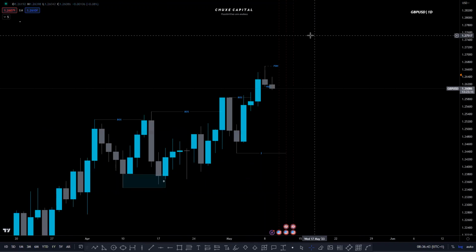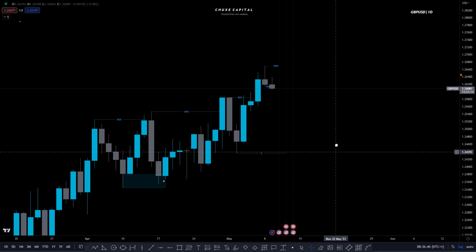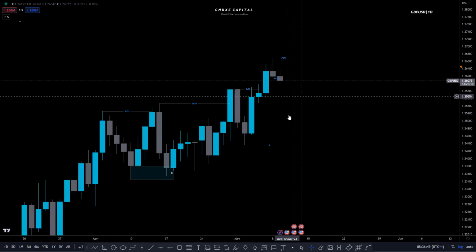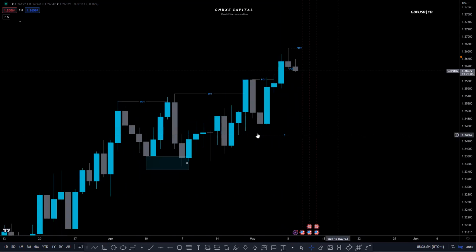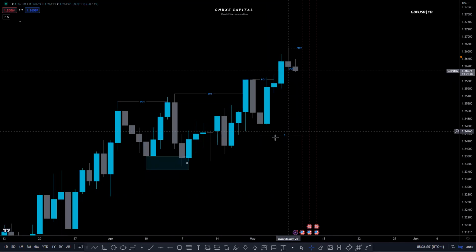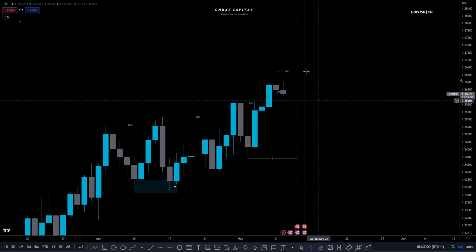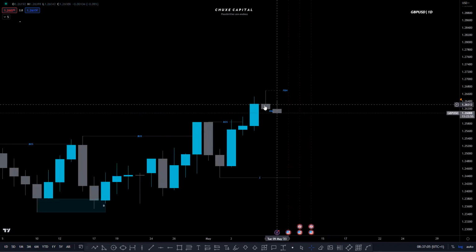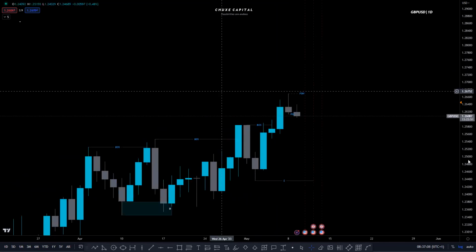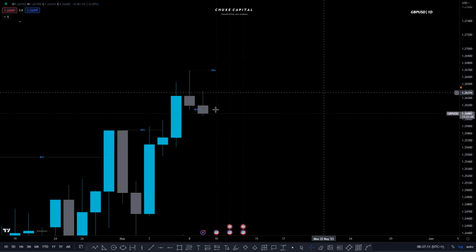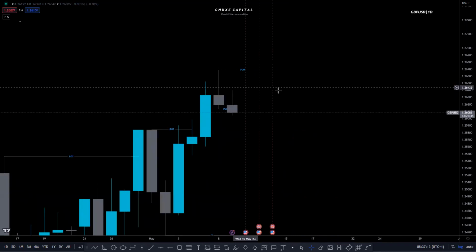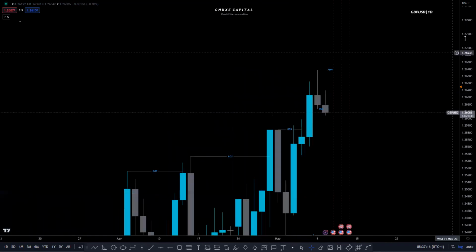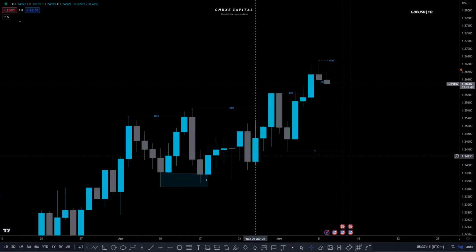So that's one possibility. The other possibility is that we could go down still, in the fact that we have this liquidity resting here. It's a possibility. But as a result of this previous day low that has been swept, I think I can look for potential buys, but what happens on the smaller time frame will be something to look out for.